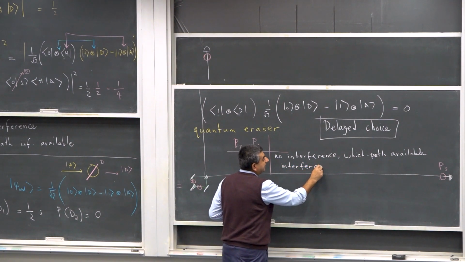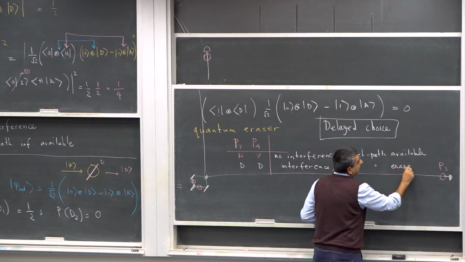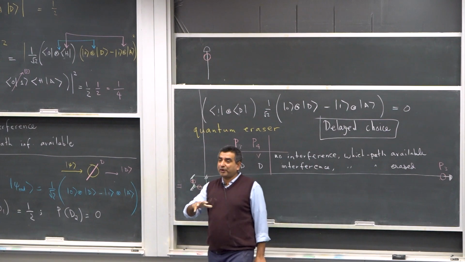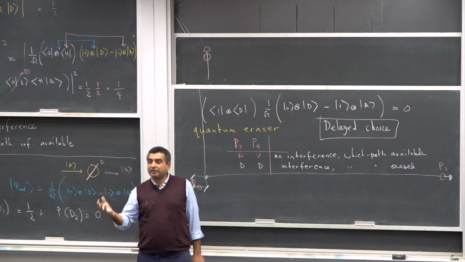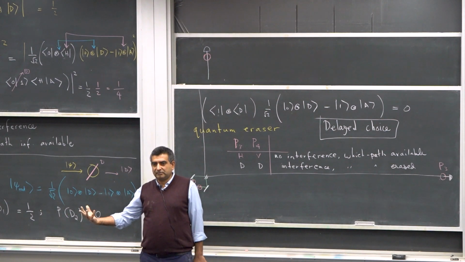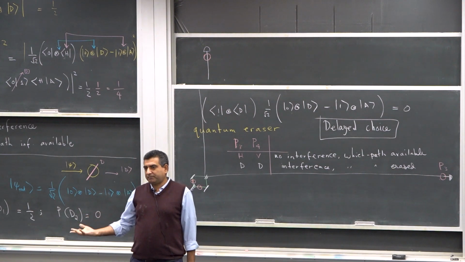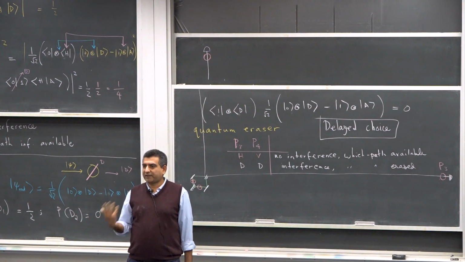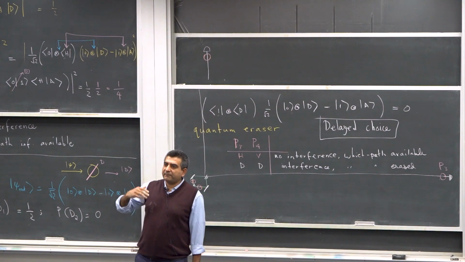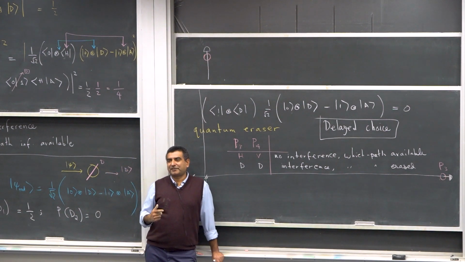So interference reappears and which path information is erased. So by doing a delayed choice experiment, you can alter the outcome of an experiment that has occurred in the past. Popular science writers generally write this as the present can alter the past, or the future can alter the present. So facts were already available to us, which path the photon has taken, but those facts can be erased. Information can be erased.